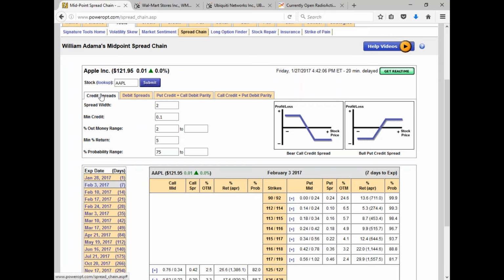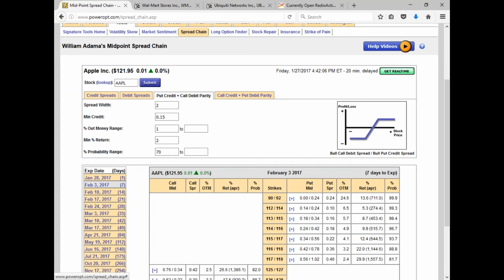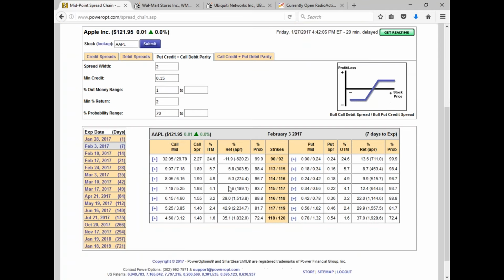So here we could look at credit spread view, so we see the bears and the bulls together. We could look at the debit spread view, but I'm going to click on the put credit and call debit parity with our same criteria that we were using before. And let's take our bull put that we were looking at. Here is the 116, 118 strike bull put spread.